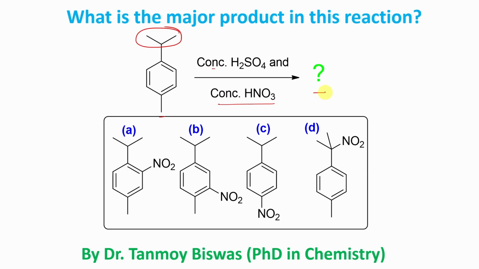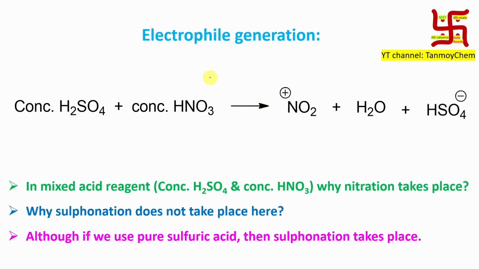What is the product? Okay, so first let's learn a little bit what this concentrated sulfuric acid and concentrated nitric acid mixture produces. Means why we are mixing concentrated sulfuric acid and concentrated nitric acid, because it generates a molecule NO2 plus. It is electrophilic in nature. I shall explain after some time. So here concentrated sulfuric acid acts as acid, means it releases H plus, and that H plus is taken by concentrated nitric acid. So you can look at the structure of this nitric acid.